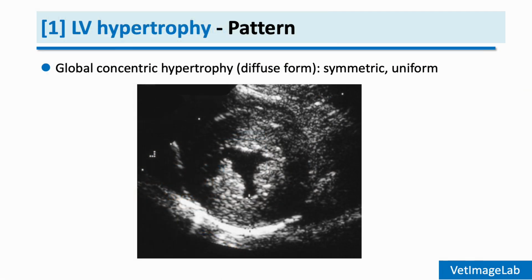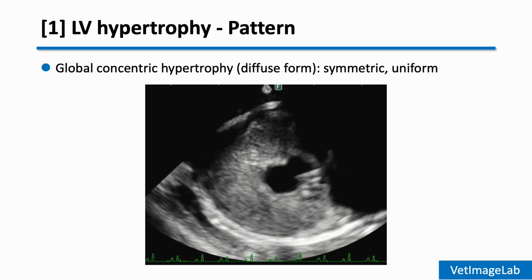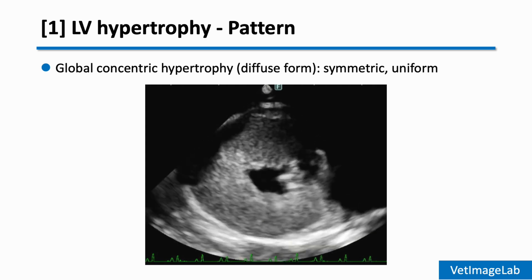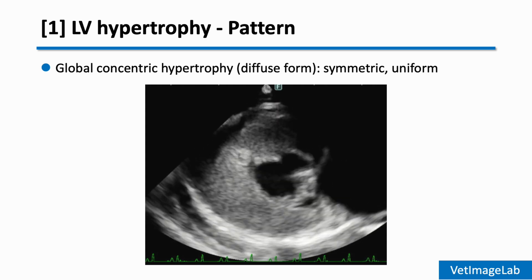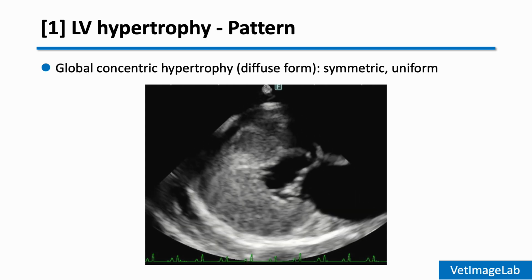You should remember that left ventricular hypertrophy can present in several different patterns. In global concentric hypertrophy, as shown on the left image, the wall thickening is symmetric and uniform across the entire ventricle. This is the most common form we see. This is another case. On the long axis view, both the interventricular septum and the left ventricular posterior wall are severely thickened. This is marked global left ventricular hypertrophy.